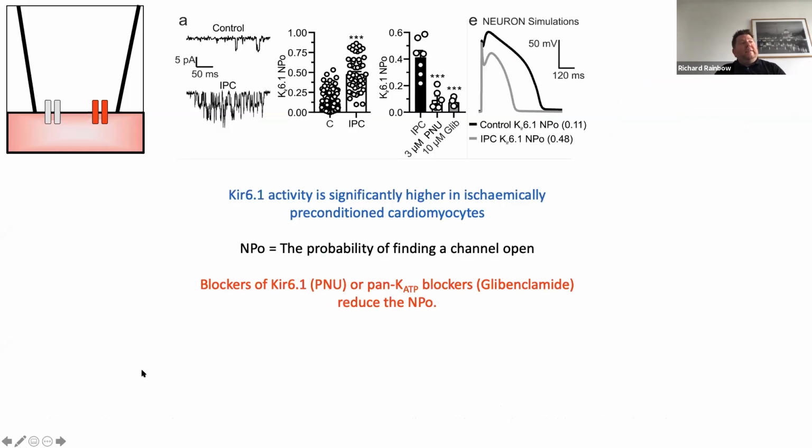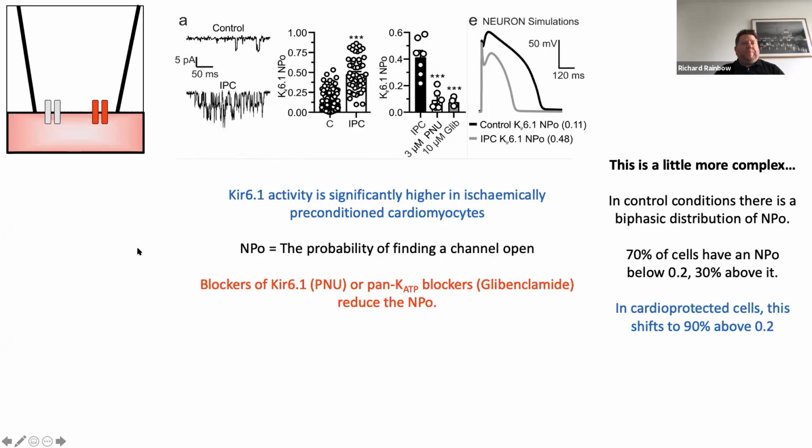So if we do these cell-attached patch recordings again, so this is our openings in control conditions, and after ischemic preconditioning, the activity of this channel has gone through the roof. It absolutely goes mad. So Kir6.1 activity is significantly higher in ischemically preconditioned cardiac myocytes. And again, here we've shown that this higher open probability can be blocked by the selective compound and the non-selective KATP channel blocker. So it really is having a protective effect on the cells.